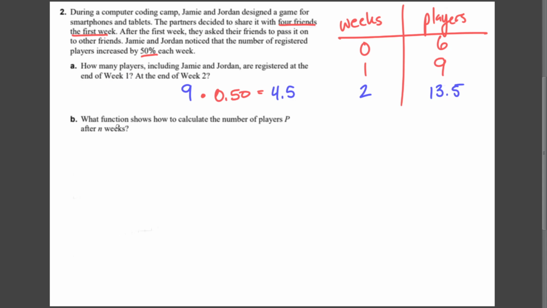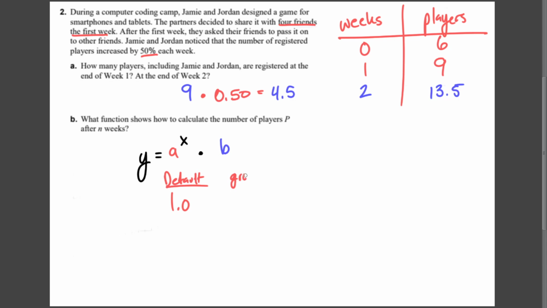Next question. What function shows how to calculate the number of players p after an n amount of weeks? If you remember, an exponential equation looks like this. We have y is equal to, we have a growth factor, a, raised to the power of x, that is multiplied by the y-intercept. And we are going to start with, let me shrink this. We're going to start with our a, finding out what our growth factor is. Our growth factor is always going to start off with 1. 1 is always kind of like the default, where you start off with.